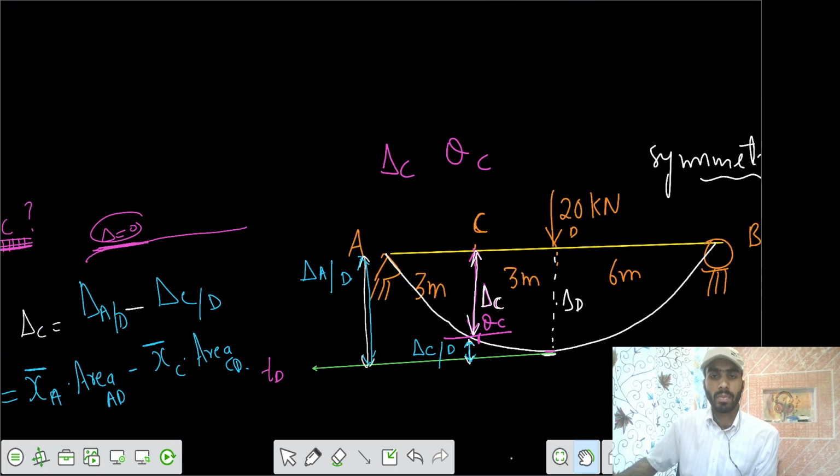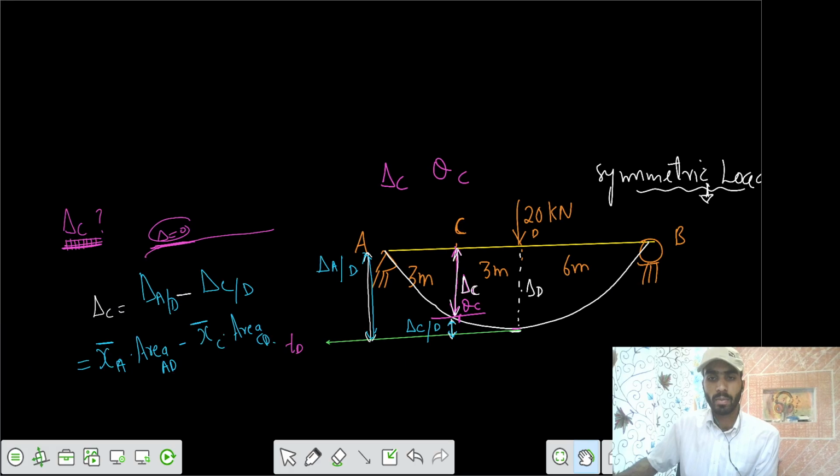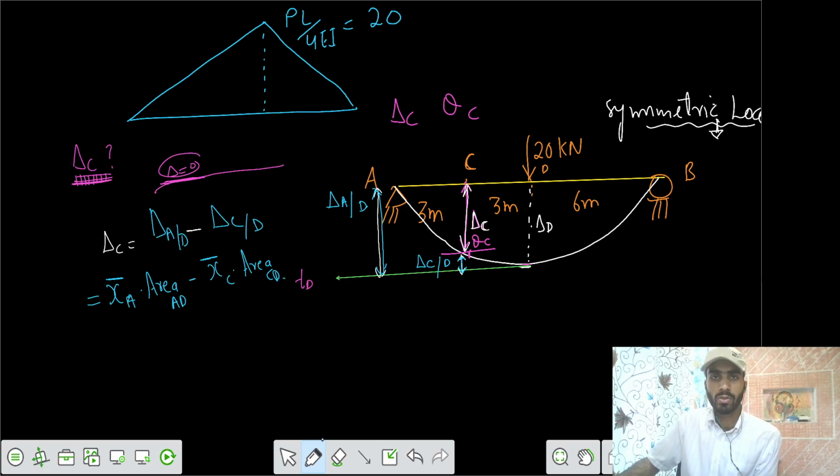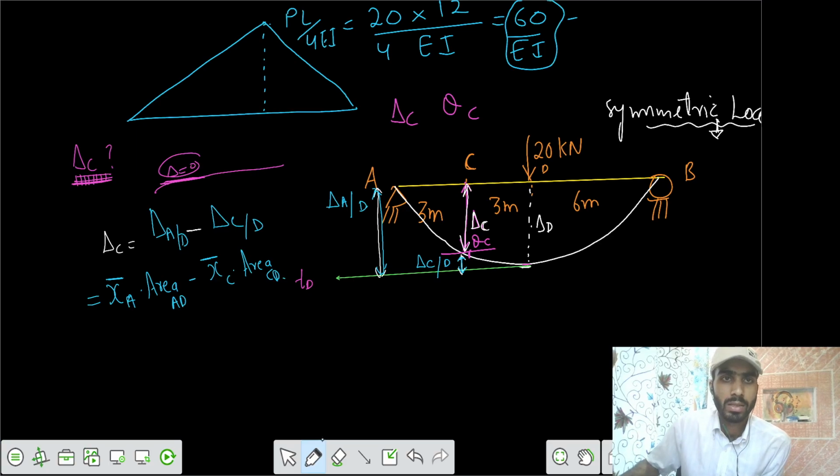So let's say you have a simply supported beam, and a point load is acting at midspan. We have the BMD. Then we get M by EI equals PL by 4 EI. This is our PL by 4 EI. The value of P here is 20 kilonewton, the total length is 12 meter, and 4 EI, so we get 60 by EI. Some unit would be there. So this is our 60 by EI, and it's for a length of 6 meter.